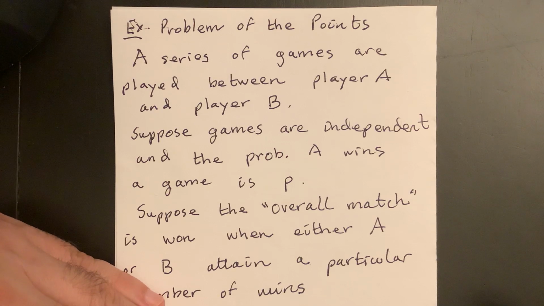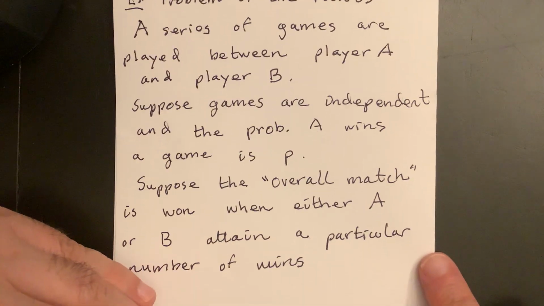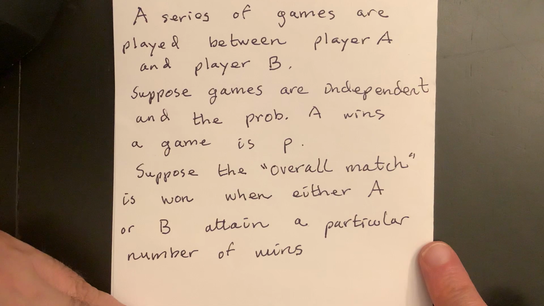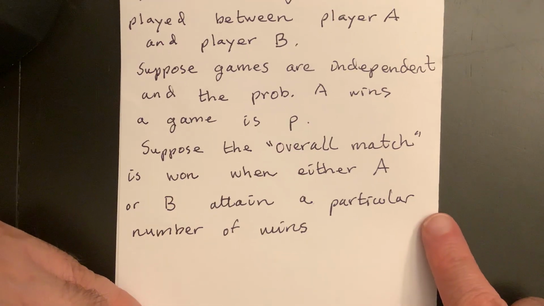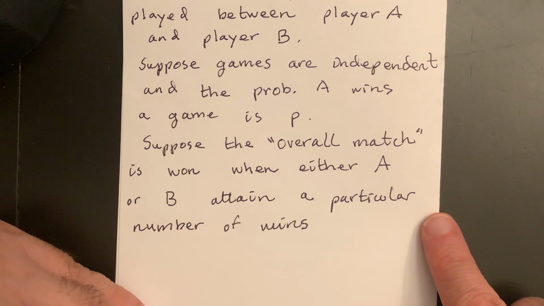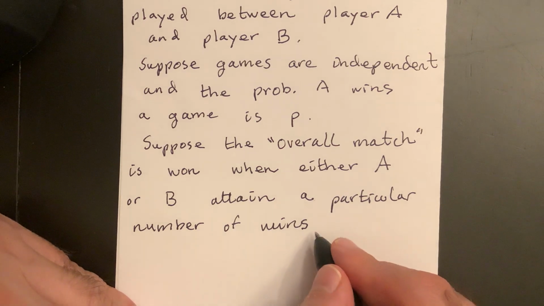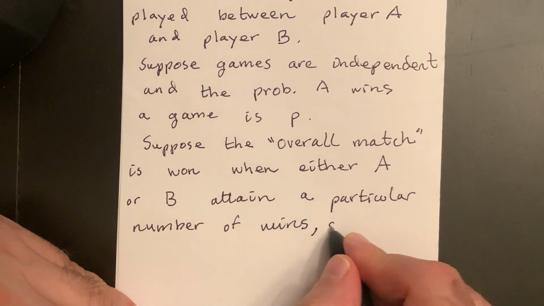Which would stay true for all the games. It would be little p, some number between 0 and 1. So the probability B wins a game is 1 minus p. We also suppose there's this overall match, which is won when either A or B attain a particular number of wins.